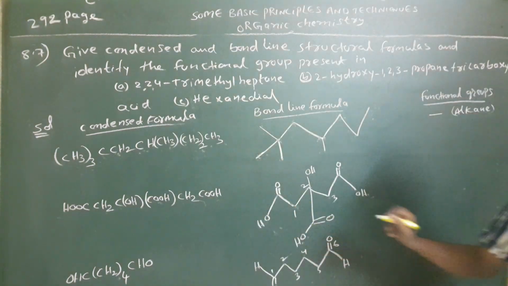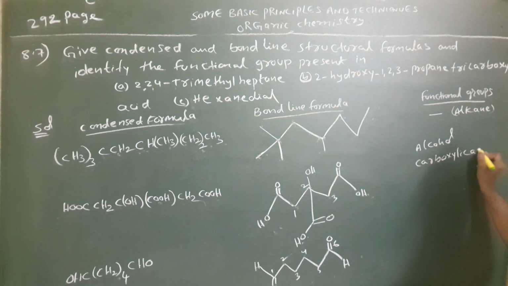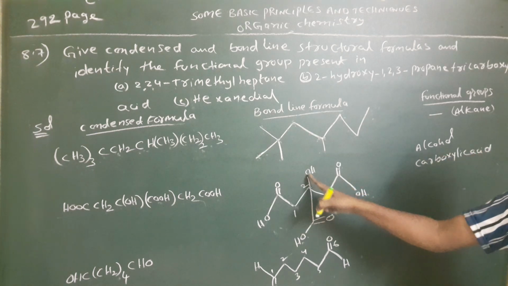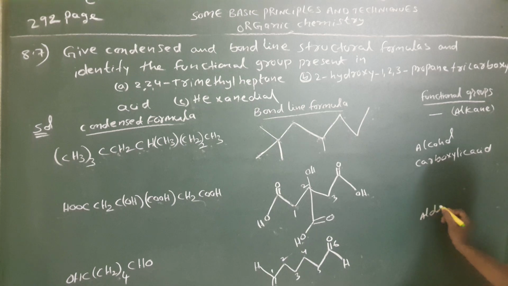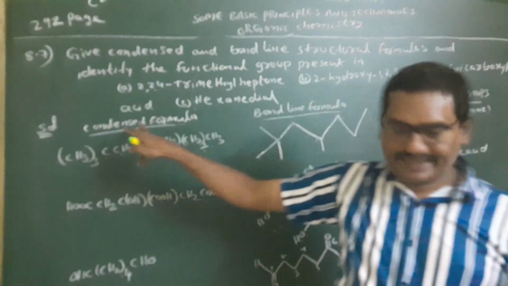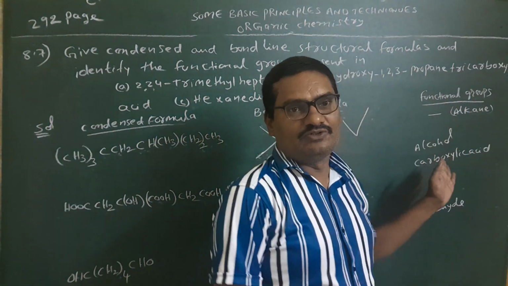Next one contains alcohol and carboxylic acid functional groups, alcohol and COOH. The last one contains only aldehyde functional groups. That is the condensed formula, bond line formula, and functional groups.